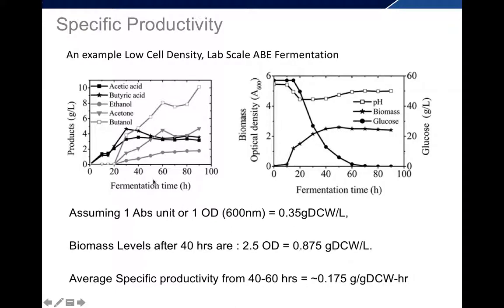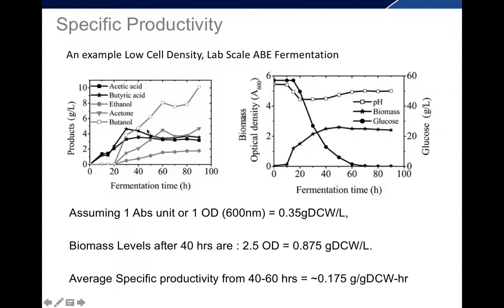So for our ABE example, during 40 to 60 hours, we hit a maximal biomass or a relatively steady state biomass concentration of around 2.5 optical density units. And if you remember from our other lectures, one absorbance unit at OD 600 is equivalent to 0.35 grams of biomass per liter. So at 2.5 OD, we would have around 0.875 grams of dry cell weight per liter, right? So that's the concentration of biomass we have here.